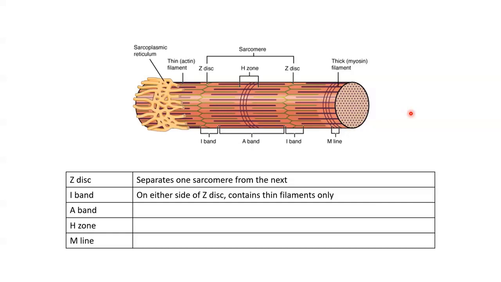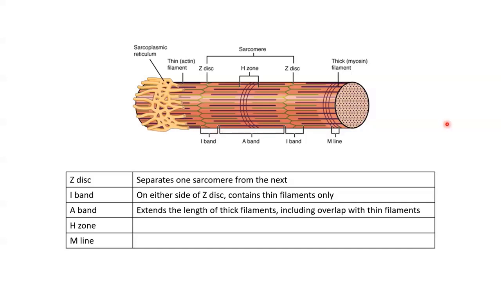The region on either side of the Z-disc is what we call the I-band. And the I-band is a lighter, less dense area of the sarcomere because it contains our thin filaments only. So our thick filament is this dark purple line running through the middle of the sarcomere. Our thin filaments are these green lines that are extending out from either side of that Z-disc. So the I-band is the region either side of our Z-disc that only contains those thin filaments.